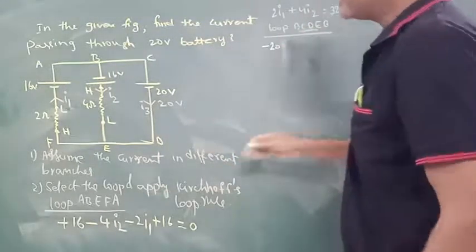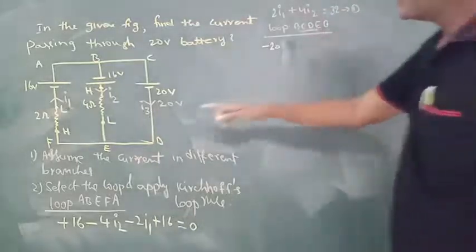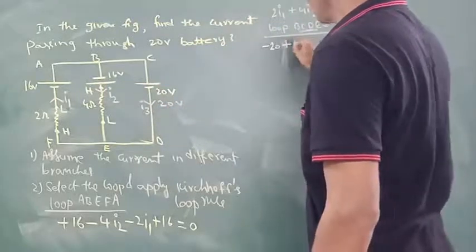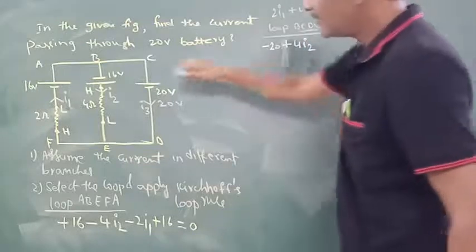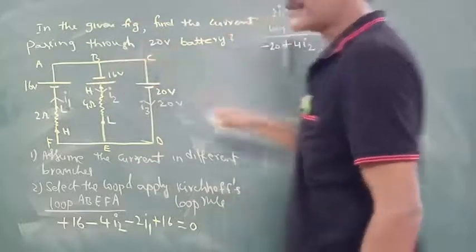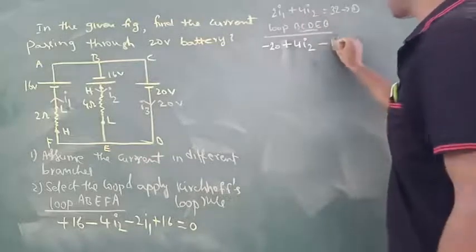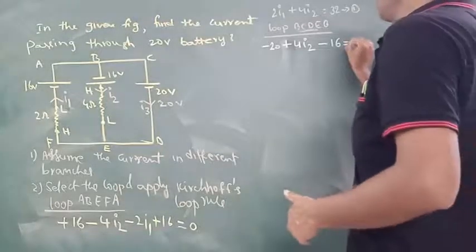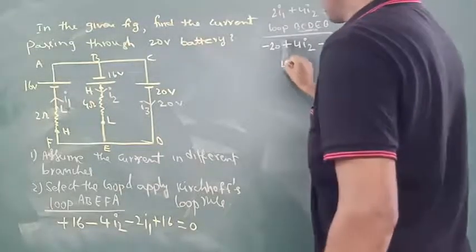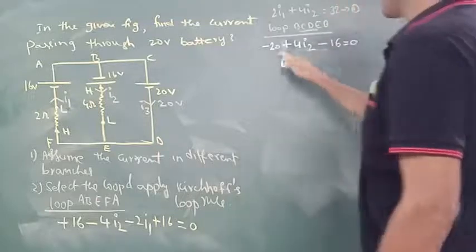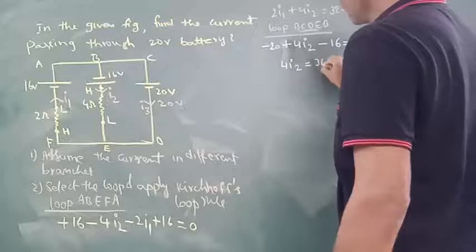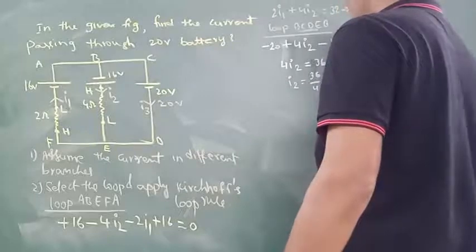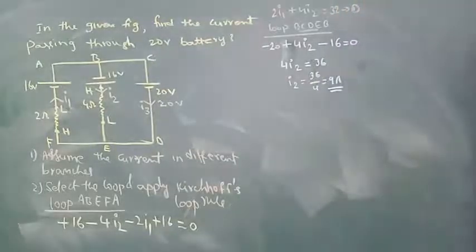Next, between E and B, he moves from E to B now. So he travels from lower to higher. So he finds a potential rise, that is 4I2. And while crossing the cell, he moves from higher to lower. So he finds a drop, that is minus 16, is equal to 0. So 4I2 is equal to 20 plus 16, 36. I2 is equal to 36 by 4, that is 9 ampere. So I2 is 9 ampere.